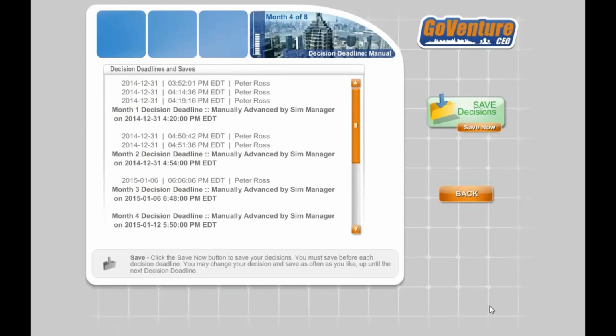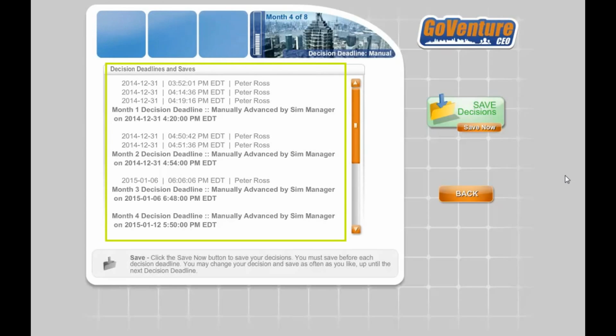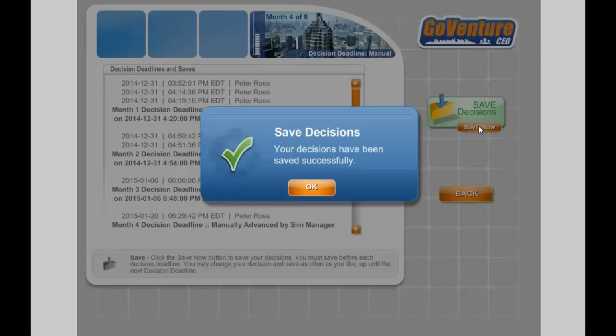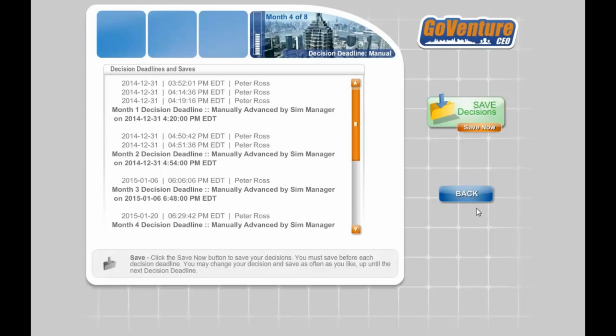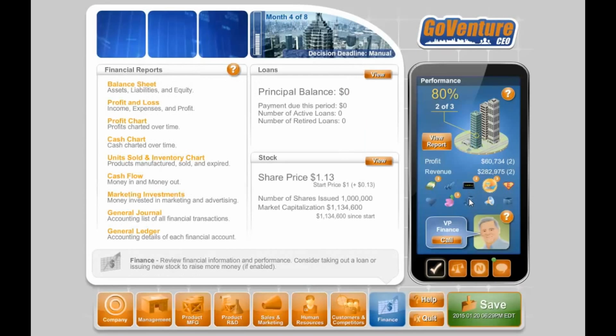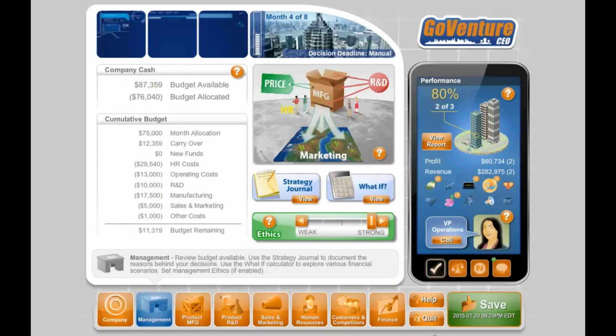Let's save our decisions by clicking on the green Save button. The decision deadlines and all the saves we have made to date are shown here. Now, we must click the Save Decisions button to save our current decisions. A success message will be displayed, and one of the virtual advisors may offer some feedback for you to consider. You can change your decisions and resave as often as you like, up until the next decision deadline. You can now quit the simulation.